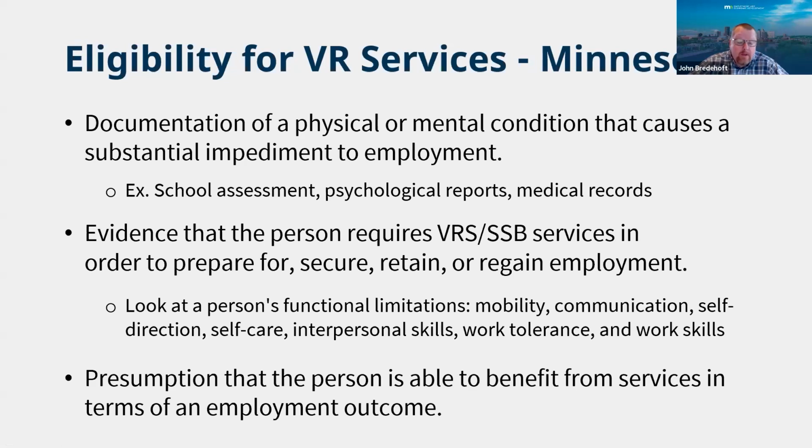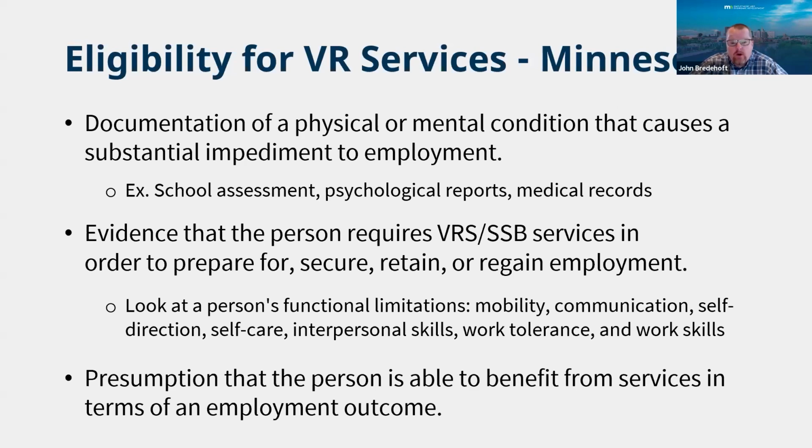And part of that application process will include getting documentation of a physical or mental condition that causes a substantial impediment to employment. So we'll use school reports, school assessments, medical records, and we look at how that impacts a person to be employed. When we're looking at the medical records, we look at 7 functional limitations, which are mobility, communication, self-direction, self-care, interpersonal skills, work tolerance, and work skills. So if somebody's affected in those areas, they'd be eligible for our program.